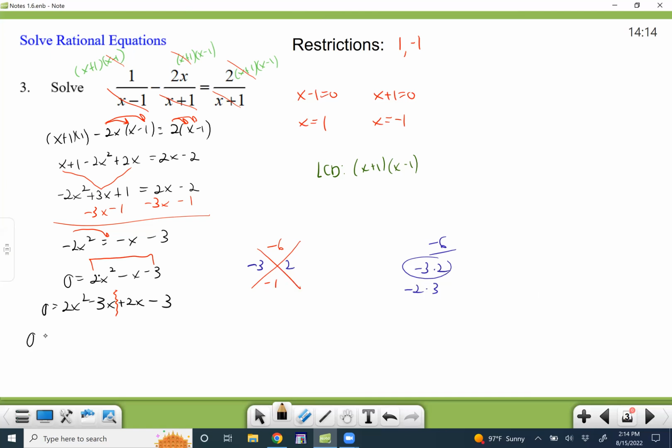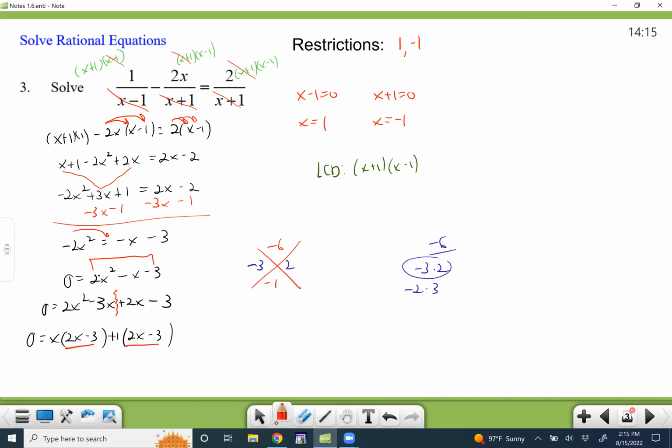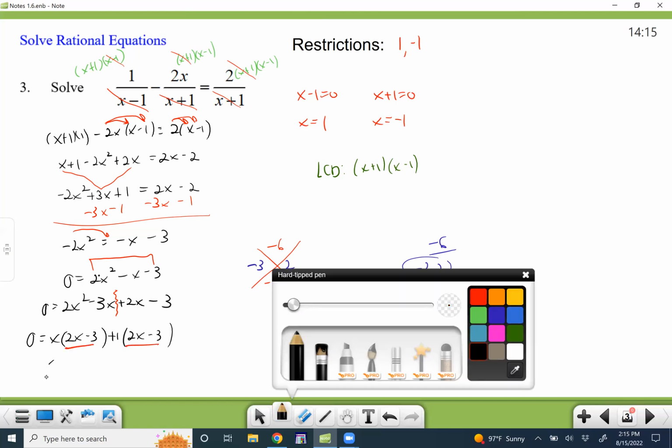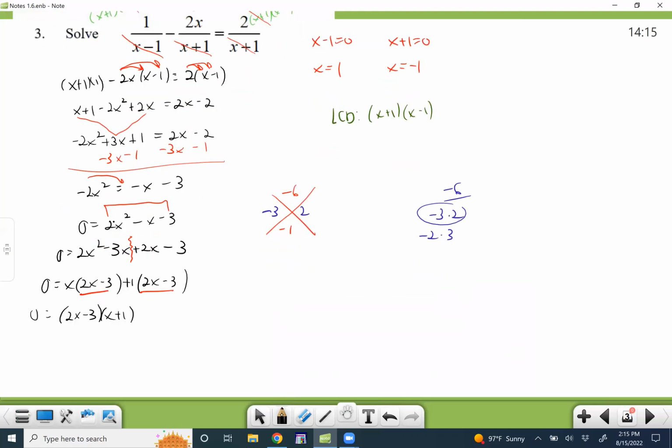And I'm going to factor out an X. And I'm going to factor out a +1 because, well, I don't want to change it at all. And that's the only number I could factor out and not change it. Why do I not want to change it? Because I want these to match, right? So 2x minus 3, and then x plus 1. There we go. We're ready to set each piece equal to 0.